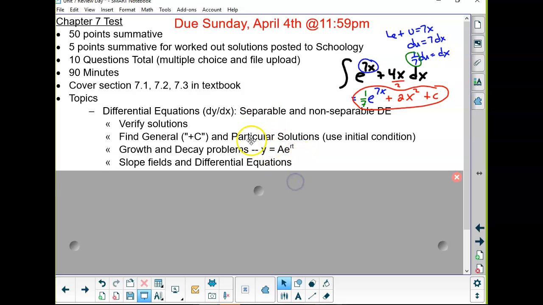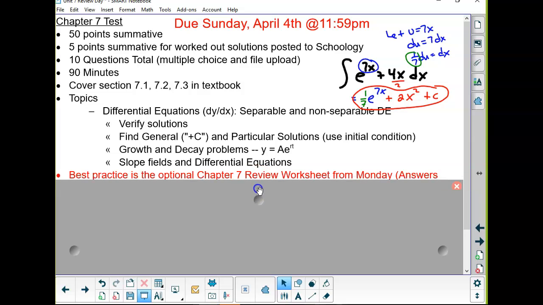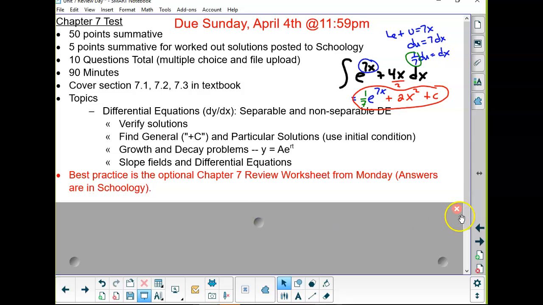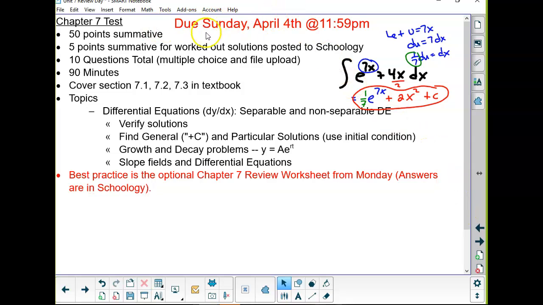And then slope fields was the last big concept, and we're going to do a little bit more review on that. The best practice, if you want to get very well prepared for this test, is that optional chapter review worksheet that we talked about from Monday. The answers are posted in Schoology. Even though you're not getting any credit for it, I think that review is very helpful. I know one problem specifically is almost identical to one on the test, so there's more incentive to do that.